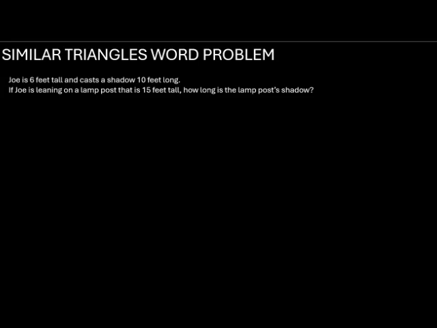Here we'll do a word problem that involves similar triangles. We're told that Joe is 6 feet tall and casts a shadow 10 feet long. If Joe is leaning on a lamppost that's 15 feet tall, how long is the lamppost's shadow?